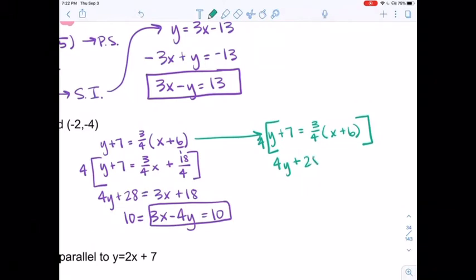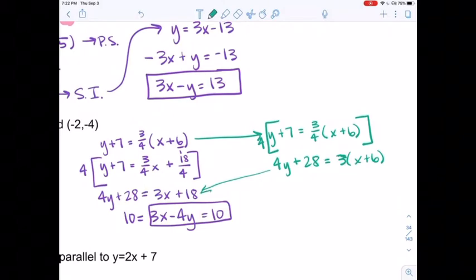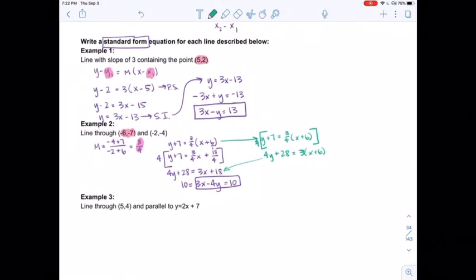4y plus 28 equals 3 times x plus 6. And then you would distribute, and you'd end up back down here, but you didn't have to mess with the 3 over 4 or the 18 over 4.